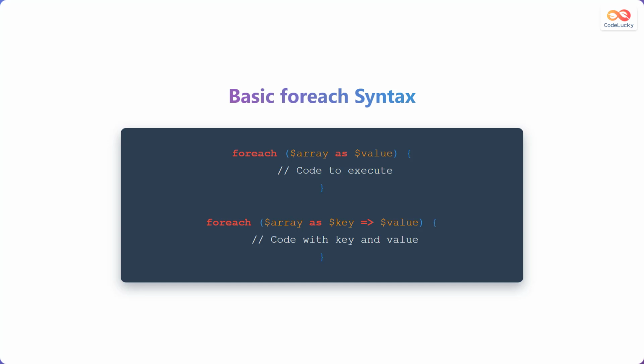In the first form, the loop iterates through the array, assigning each value to the $value variable. In the second form, it assigns both the key and the value to the $key and $value variables, respectively.